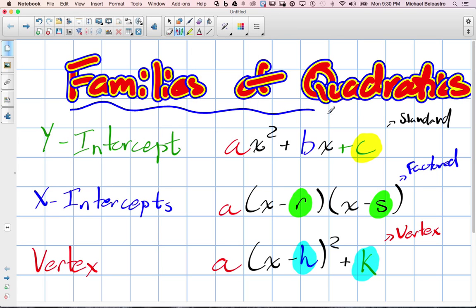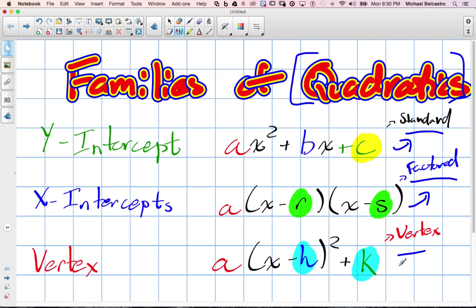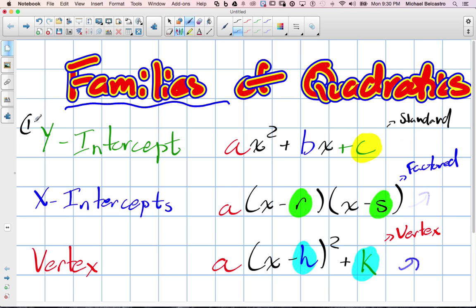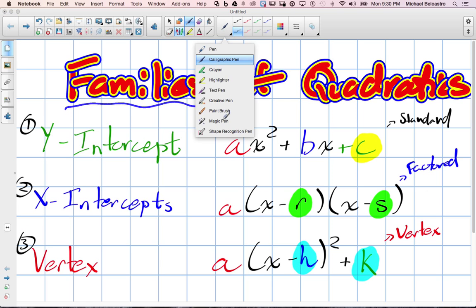Look at families of quadratics. As long as you understand quadratics somewhat, and there are three major different forms, we have our standard, factored, and our vertex form, then it's relatively simple to understand where a family of quadratics will come from. And there are three main families, okay? Now they're not separated by their forms, but they're separated by specific coordinates.